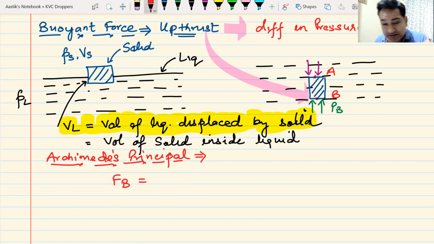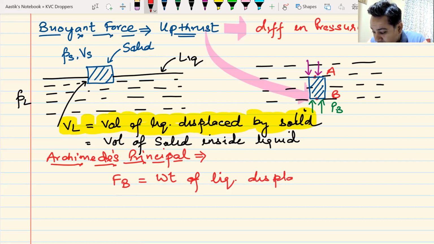What Archimedes' principle states is that this buoyant force is equal to the weight of the liquid. Weight and force have the same dimension. Weight of the liquid displaced by the solid. Please note it down, because this is the last time you are going to hear this before your exams. Am I clear now?